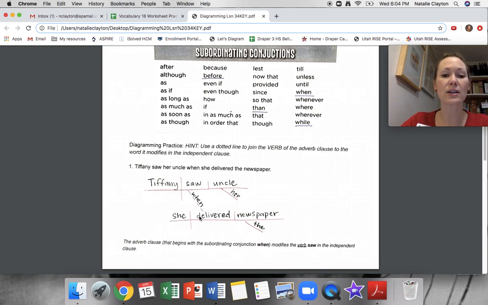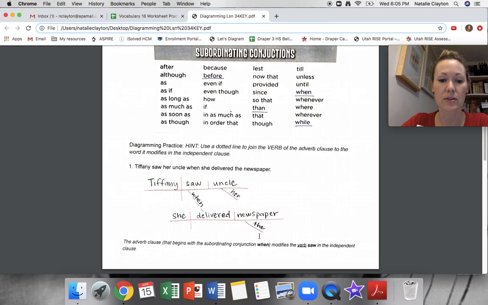So what you're looking at is you find the verb in the subordinating clause, or the dependent clause. So you find that verb and you connect the dot to whatever it's modifying. Saw what? So Tiffany saw her uncle. When did she see her uncle? That's what I was looking for. When did she see her uncle? So here is the verb. This is actually telling us that the adverb is answering the question when, this adverb clause.